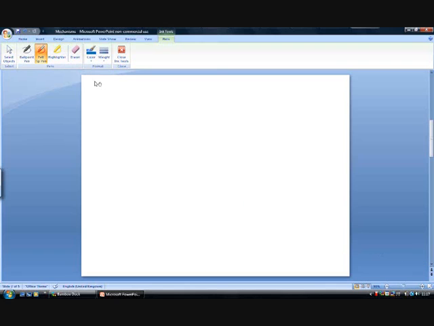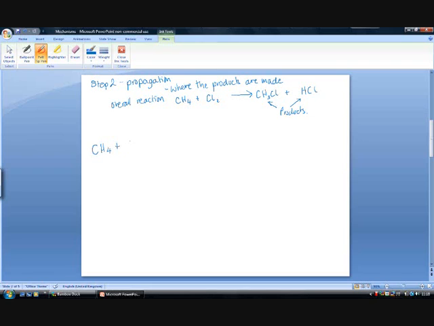Now we'll move on to step 2, which is the propagation step. Now, in the propagation step, that's where the products are made of the reaction. So if we remind ourselves of the actual reaction itself, the overall reaction. So this isn't the propagation step, this is the overall reaction that I'm going to draw here. So I've got CH4 plus Cl2 goes to CH3Cl, chloromethane, plus HCl. That's my overall reaction. So in this propagation step, we're going to make those products. We're going to make chloromethane and HCl.